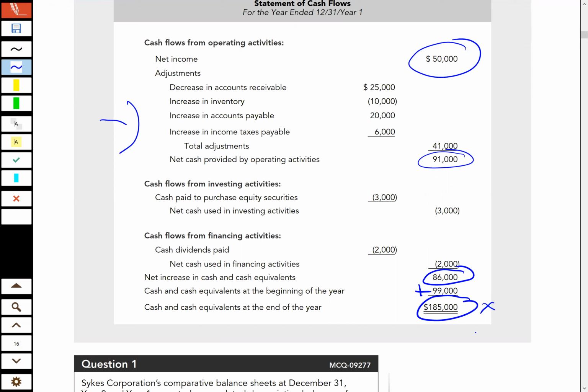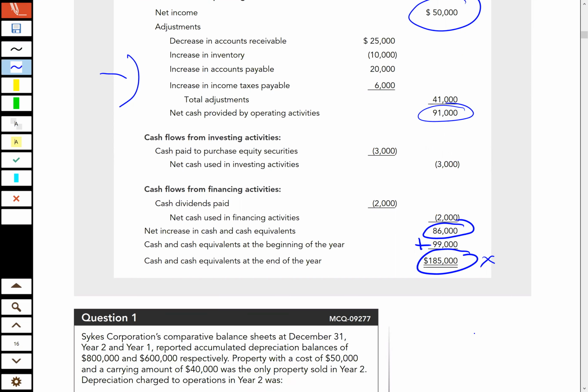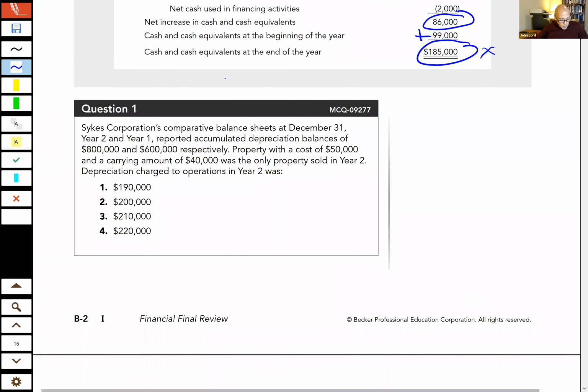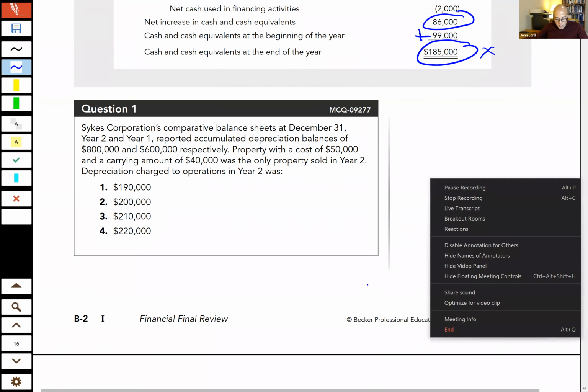Okay, good. All right, so that's the way the statement of cash flows works, but let's go ahead and try a couple questions. And remember, guys, this is part of the final review process, so we're spending a little bit more time together.